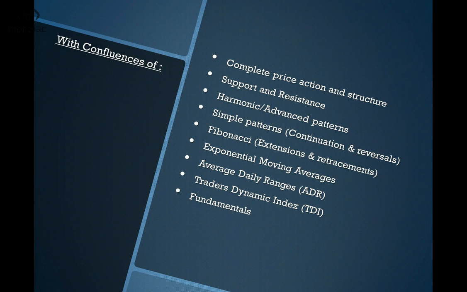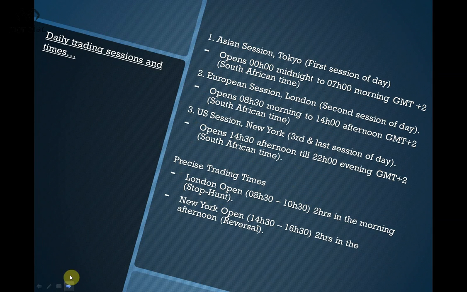You can't just trade because it's support and resistance. You need support and resistance to be in confluence with an advanced pattern or a simple pattern or a Fibonacci retracement or any moving average or ADR or TDI. They need to be for me to be able to take a trade. I need to have a minimum of 4 to 5 confluences. You understand? So going to the next slide, we're gonna look at daily trading sessions and times.